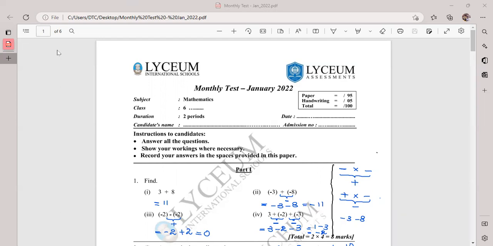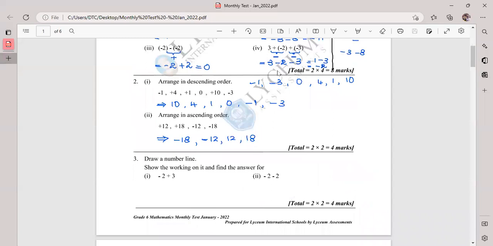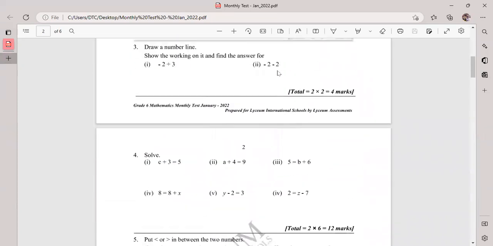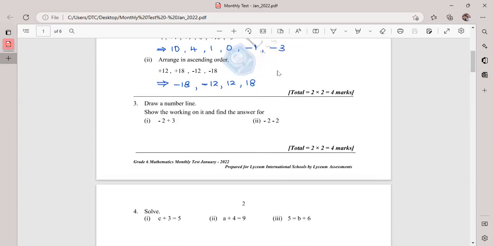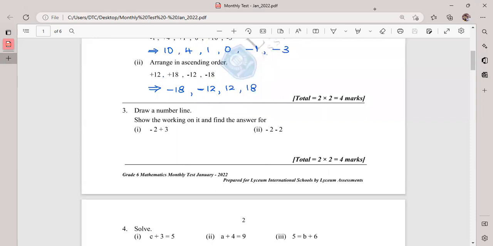This is the January 2022 monthly test paper. I hope all of you have gone through part 1 of this paper discussion, where we could discuss only 2 questions, question numbers 1 and 2. We want to start from question number 3 onwards. Without wasting time, we'll start.